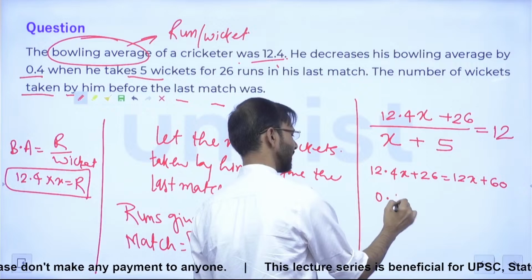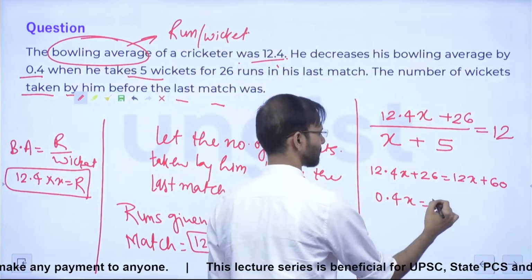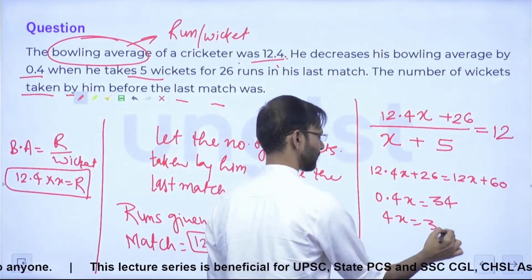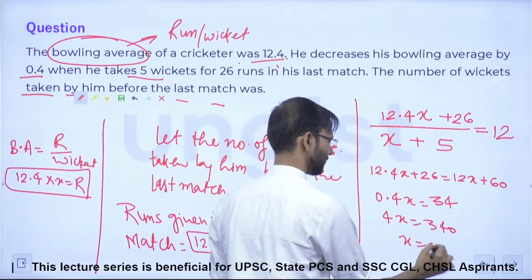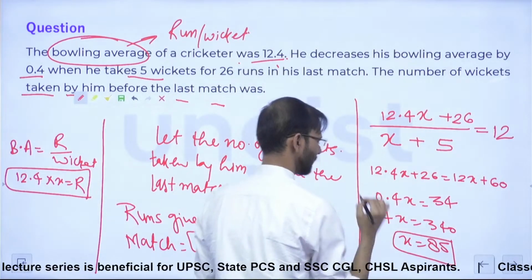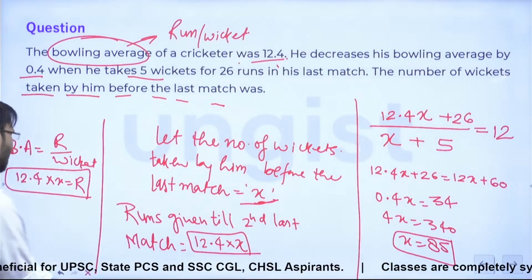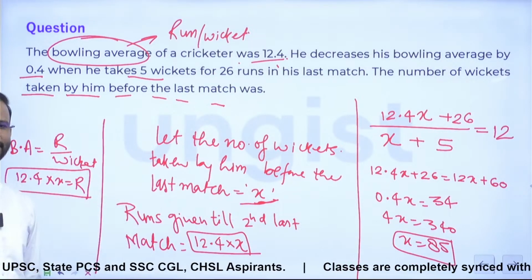So this is 0.4x is equal to 34. Then 4x is equal to 340. x is equal to 85. Right, everybody? So the question is the number of wickets taken by him before the last match was 85.